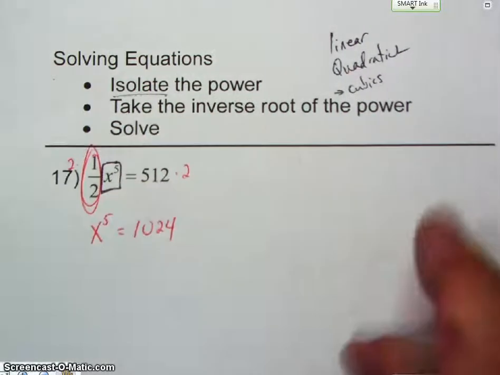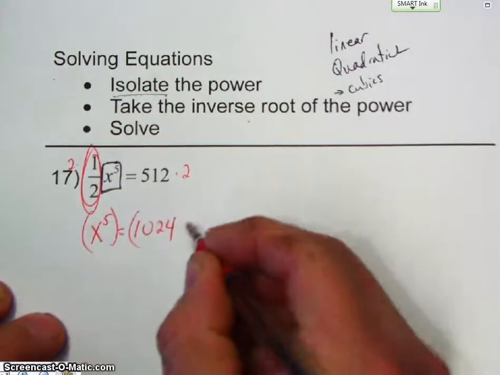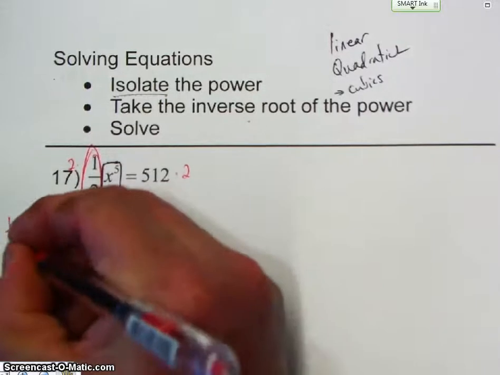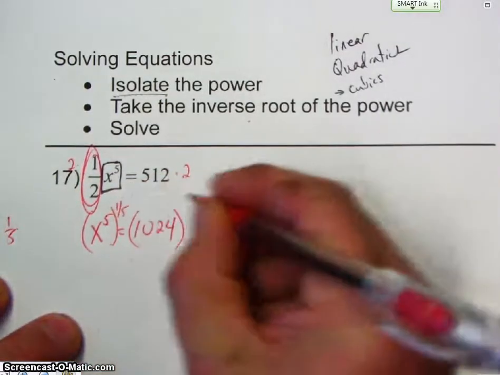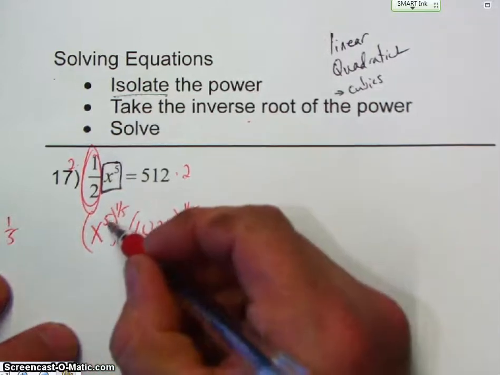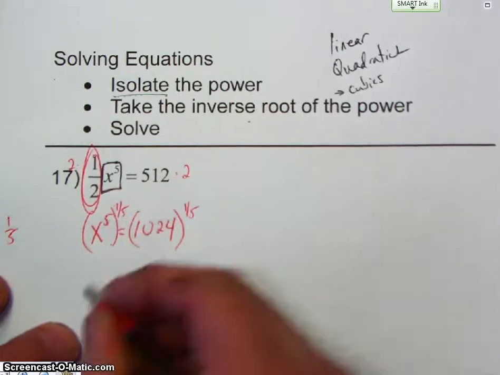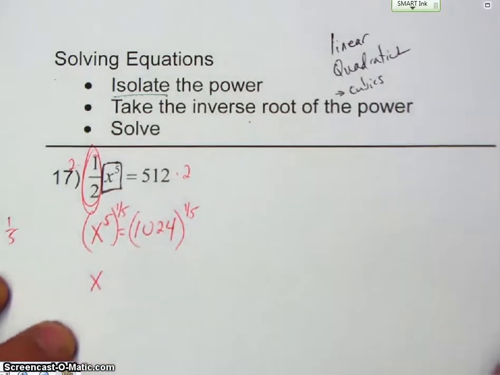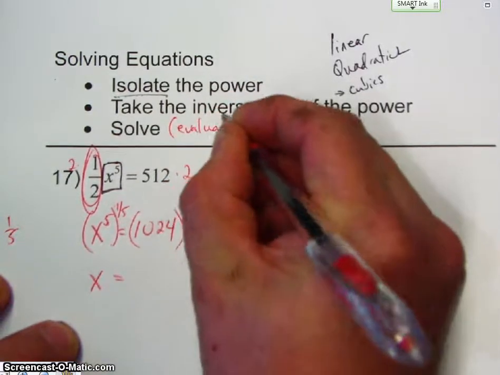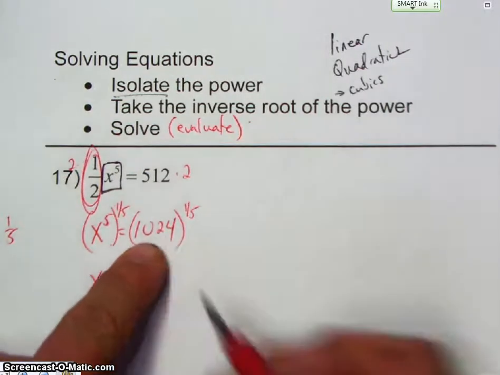Now we take the inverse root of the power. In other words, we raise each side to the inverse of 5, which is 1/5. I'm taking the power of 1/5 to both sides, because when we have a power raised to a power, we multiply, so 5 times 1/5 is just 1, and we're left with x. Then solve; sometimes we mean evaluate, which is what we were doing in the last video, taking a problem like this and simplifying it.